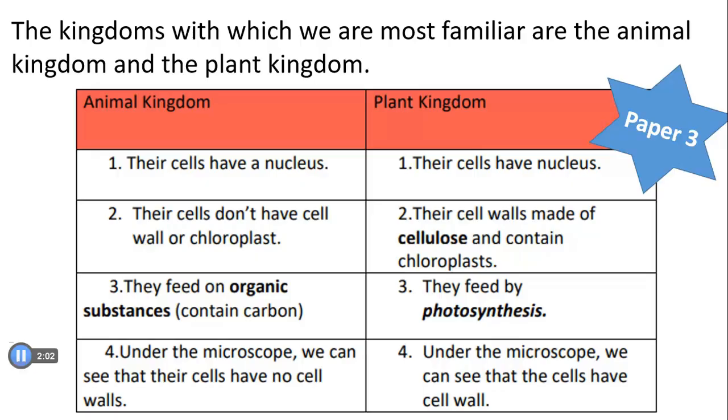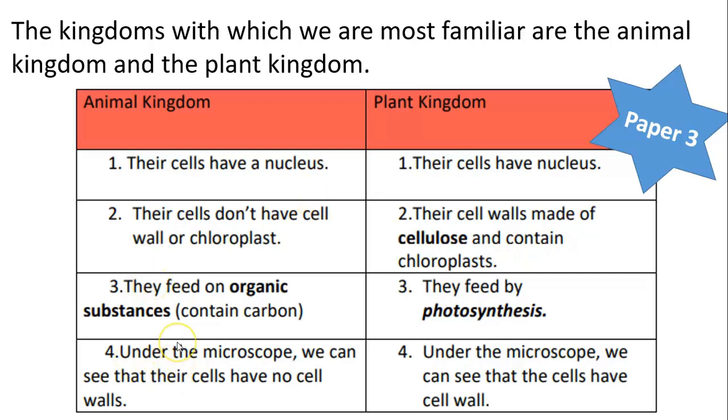First of all, both kingdoms' creatures have cells with nuclei. What is a nucleus? It is an organelle inside the cell. We will learn more about cell organelles later. And then the second point is that animal cells don't have a cell wall or chloroplasts. That's true because chloroplasts are another subcellular structure that is used for photosynthesis, so of course it is specific to the plants. And this cell wall is made of cellulose.